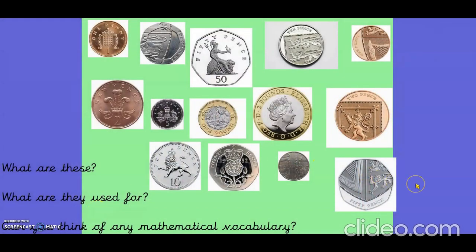So your first job, on the board, I have got some different pictures, and I would like you to think about what are these pictures, what are they showing us, what are they used for, and can you think of any special mathematical vocabulary that you could use to describe what you can see. So pause the video and see if you can have a little think.